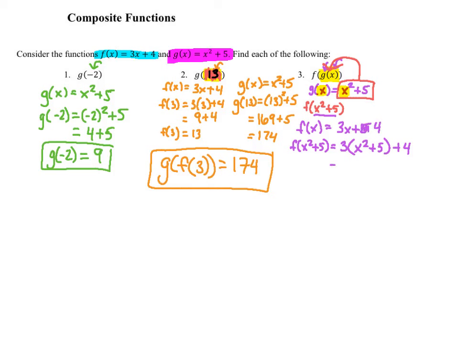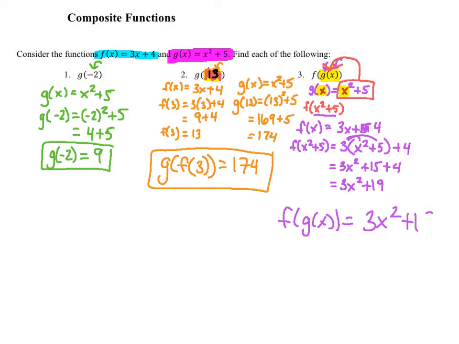So now I can simplify everything. So I have parentheses, so I'm going to do the distributive property. So I have 3x squared plus 15, and then I bring down that plus 4. And I'm left with 3x squared plus 19. So my final answer is going to be f of g of x equals 3x squared plus 19.